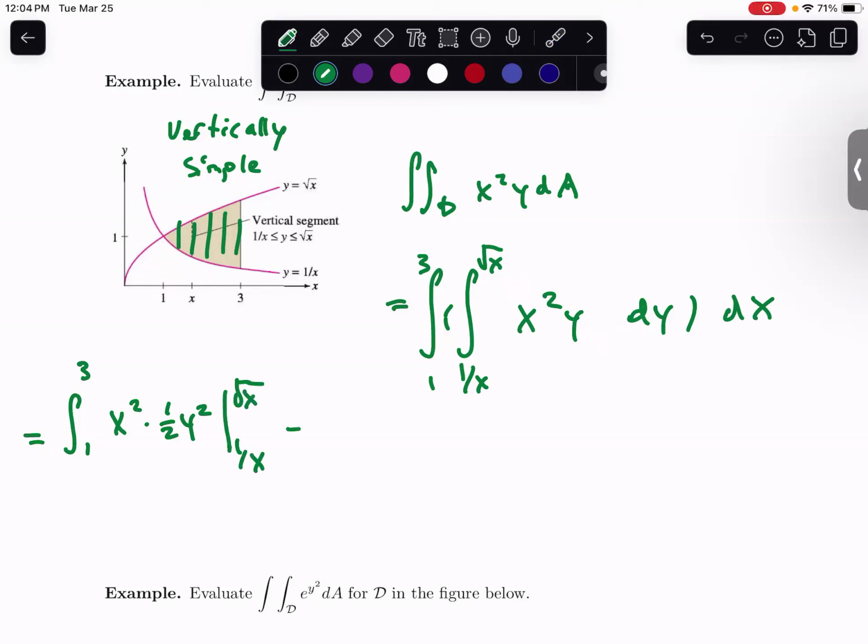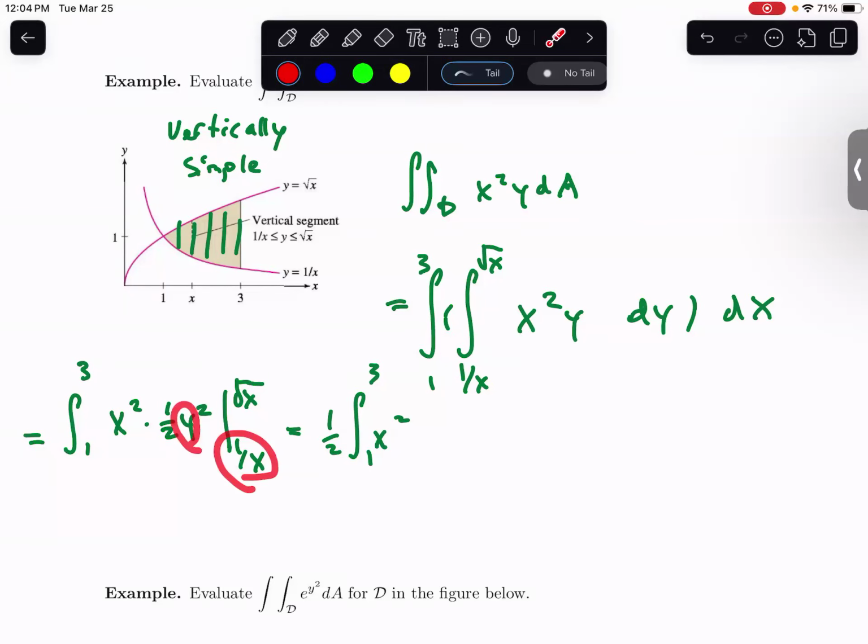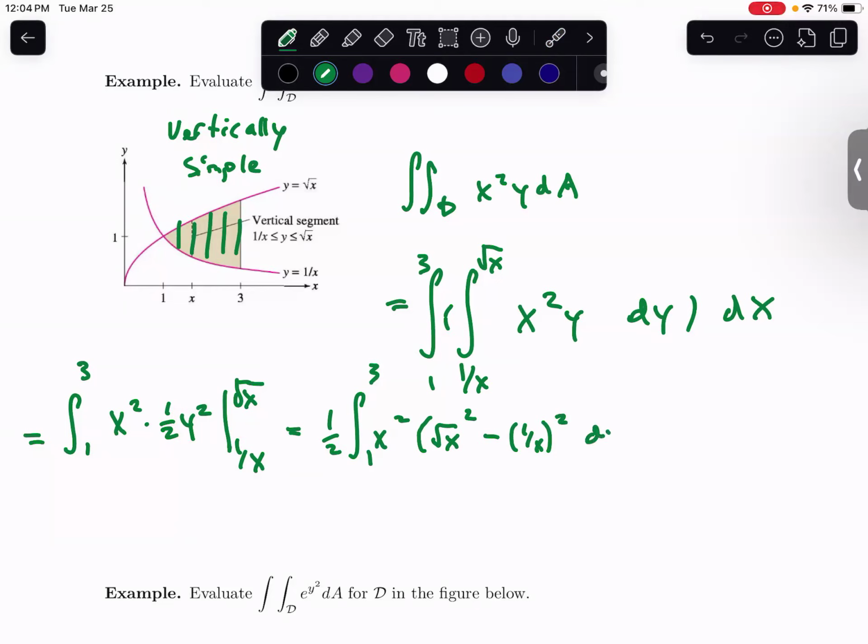And so you can pull the 1/2 outside of the integral. So this is 1/2 of the integral from 1 to 3 of x squared. And now all you do is plug in the square root of x into y, and then subtract what you get when you plug in 1 over x for y. Or maybe I should write it like this just to make it 100% clear. So this is the square root of x squared minus 1 over x squared dx. Right, all we're doing is plugging in square root of x into y, 1 over x into y, and we get the following.